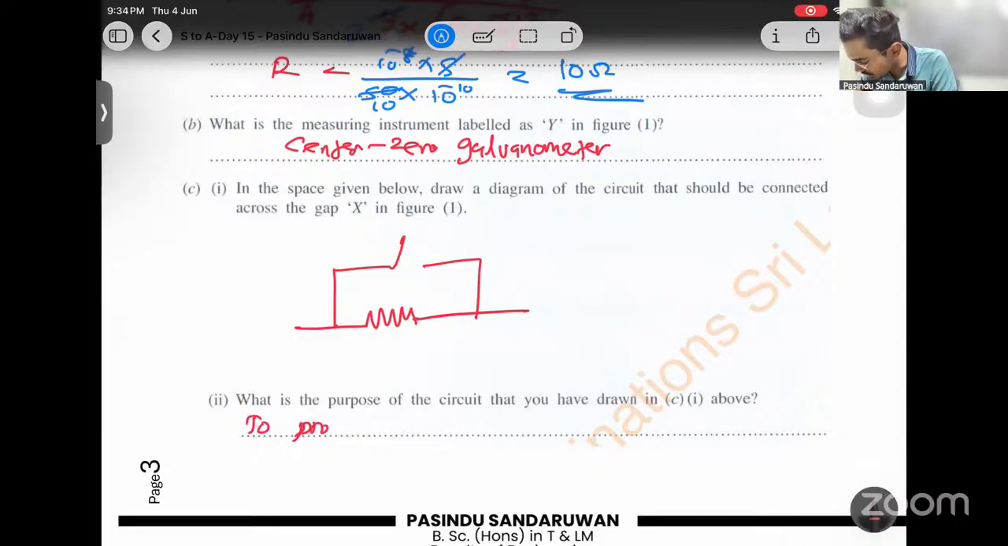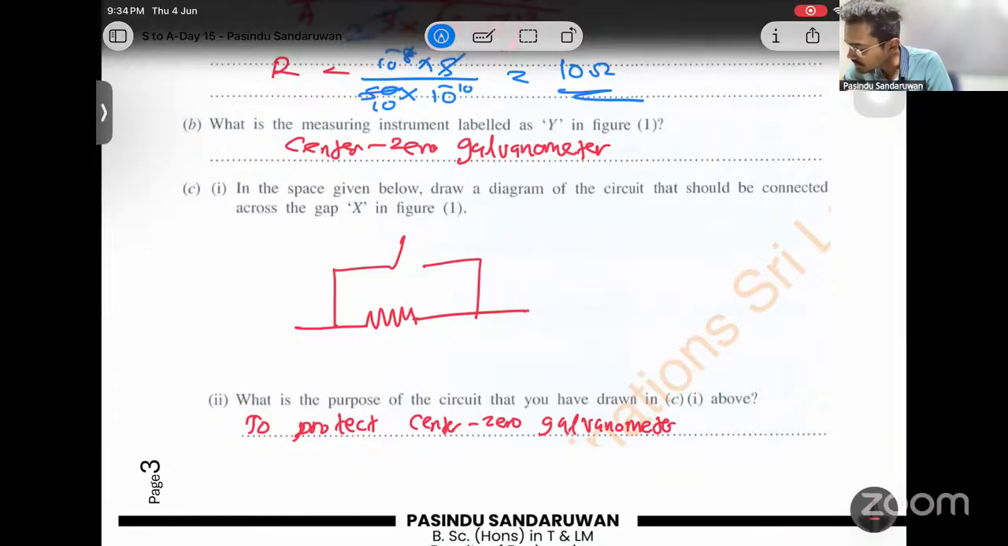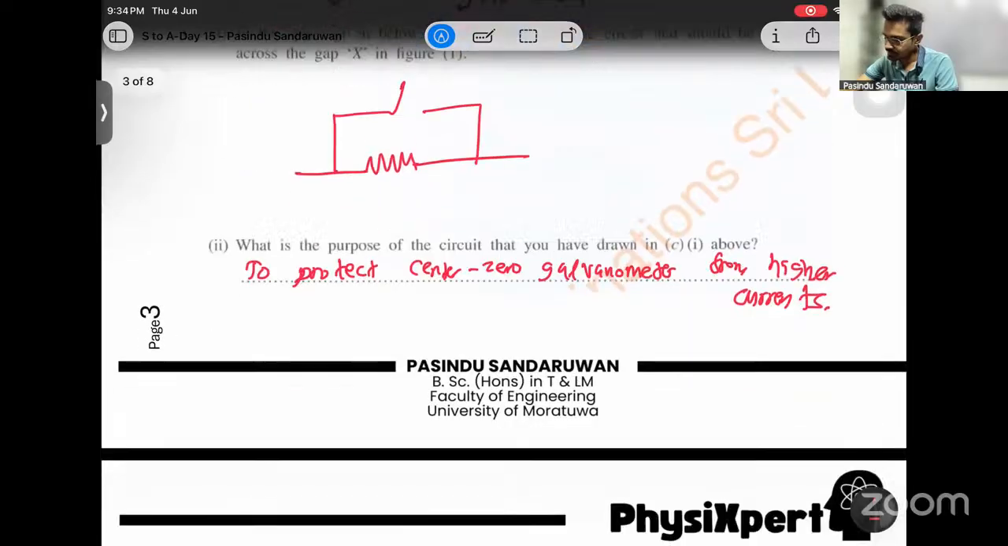Always write to-the-point answers. To protect center zero galvanometer from higher currents.